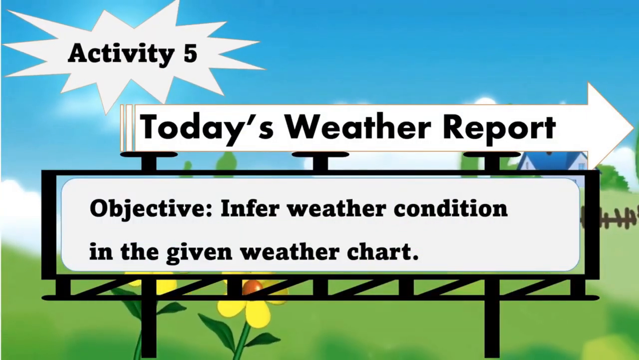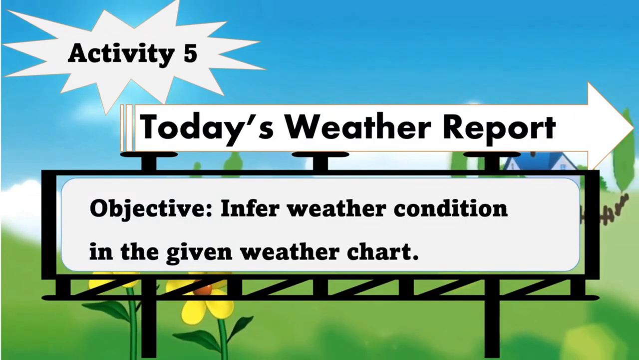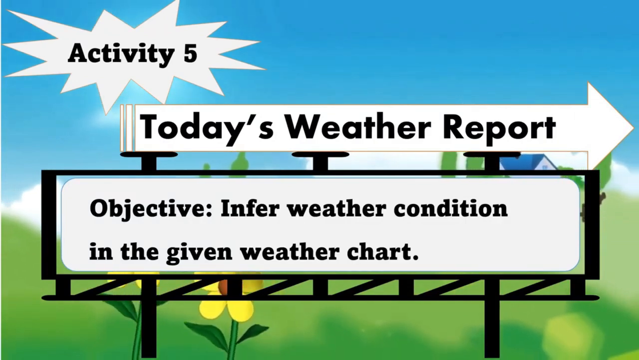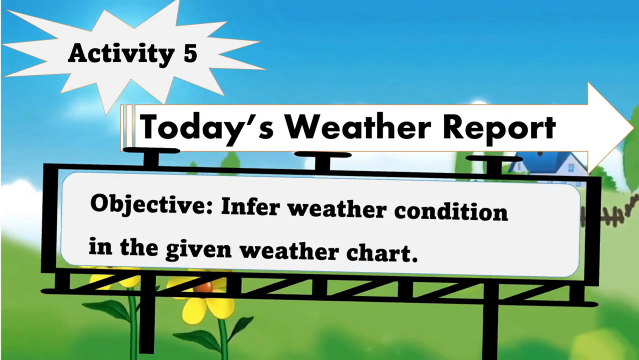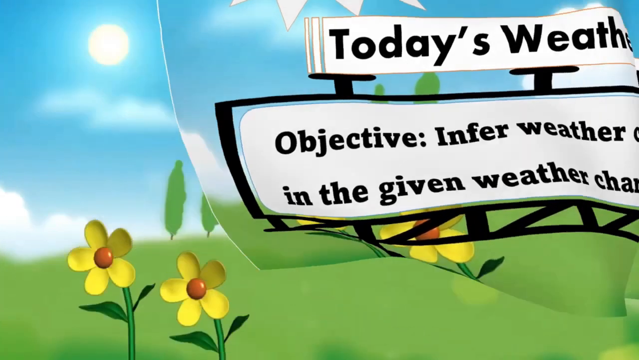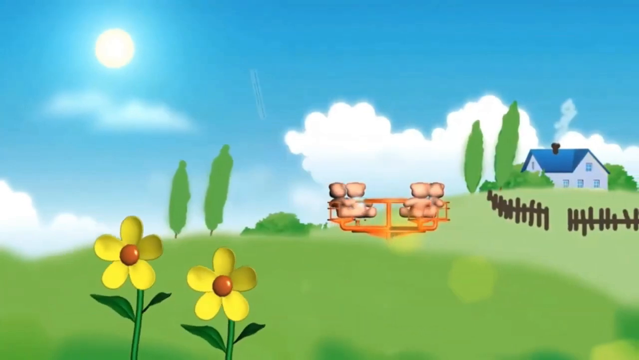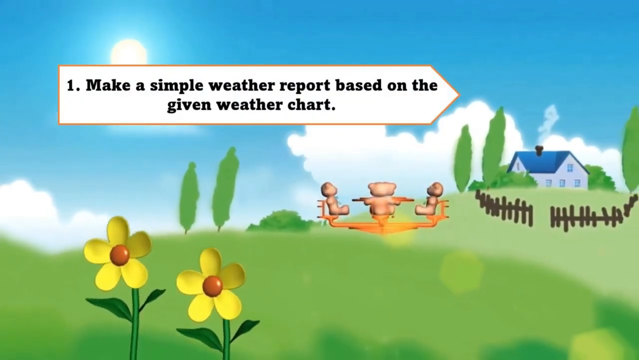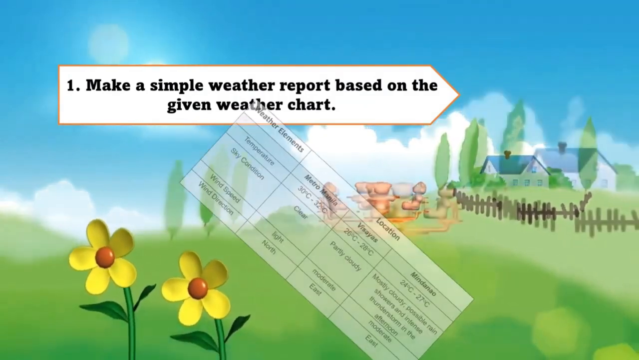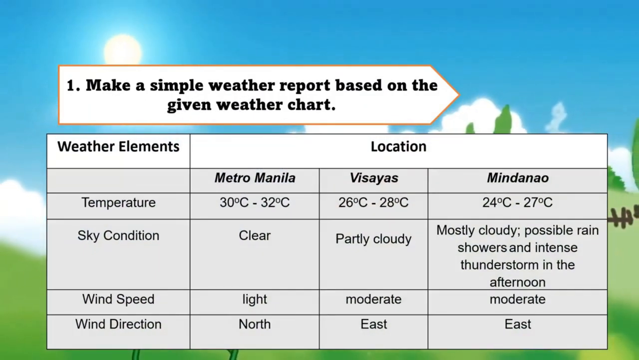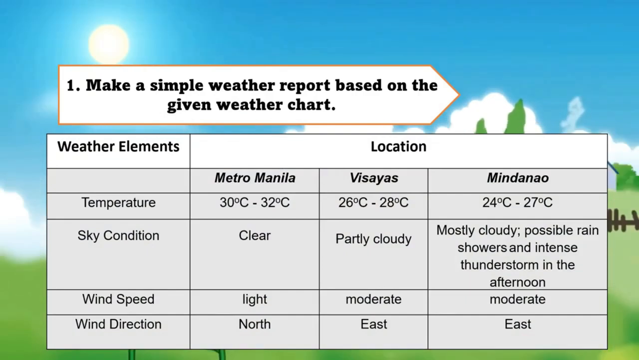Okay, for Activity 5, Today's Weather Report. Objective: infer weather condition in the given weather chart. Make a simple weather report based on the given weather chart. Write your answer on your ISN.